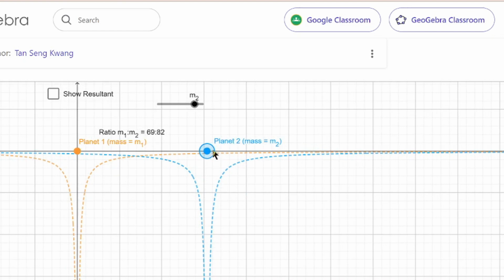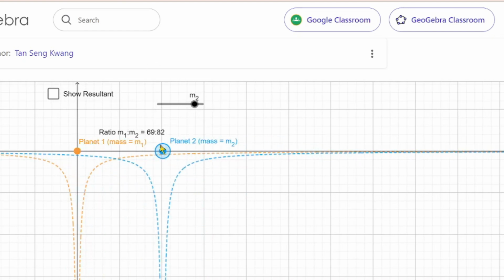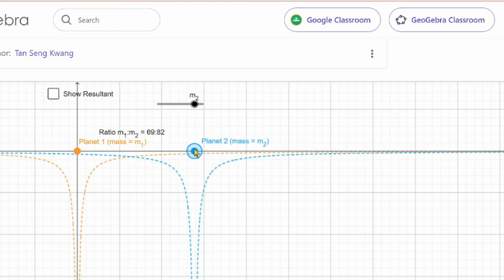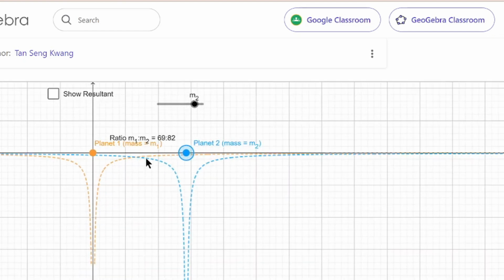Because it's going to be zero at infinity. It's going to be negative everywhere else. And negative, remember, implies that these forces are attractive. It could have been positive if they were just repelling or something like that. But it's going to be attractive, meaning it's going to be negative.